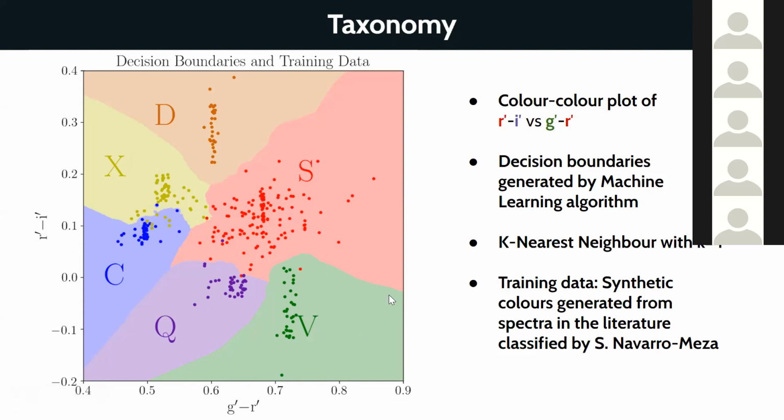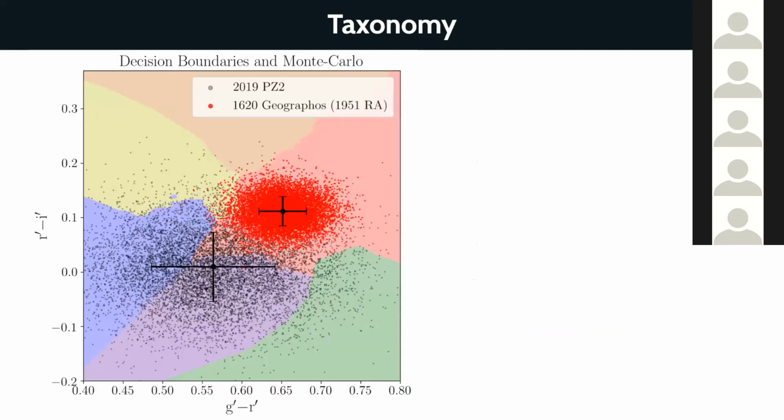Now we wanted to use this to classify our targets. Let's say, for example, the color of a certain NEA fell here. Then you would say, oh, it's probably an S type. But what if its uncertainty reached into the X region and the C region and the Q region? Then how certain are we that it is actually an S type? And that is why we did what I demonstrated here.